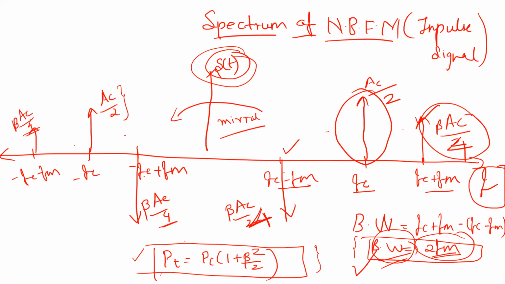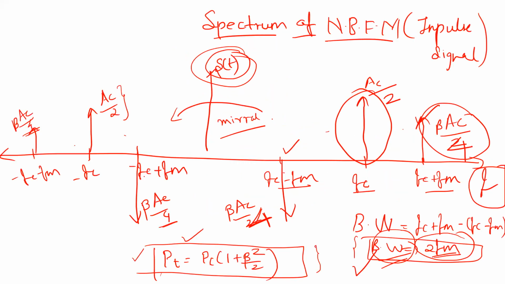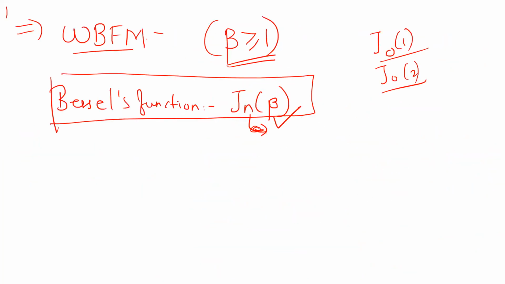And PT is equal to PC into 1 plus beta square by 2, wherein PC stands for the carrier power and PC beta square by 2 stands for the sideband power of both these sidebands. If you want to know for an individual sideband, just divide by 2. That is the concept. Then for wide band FM, we always use Bessel's function, that is Jn of beta.